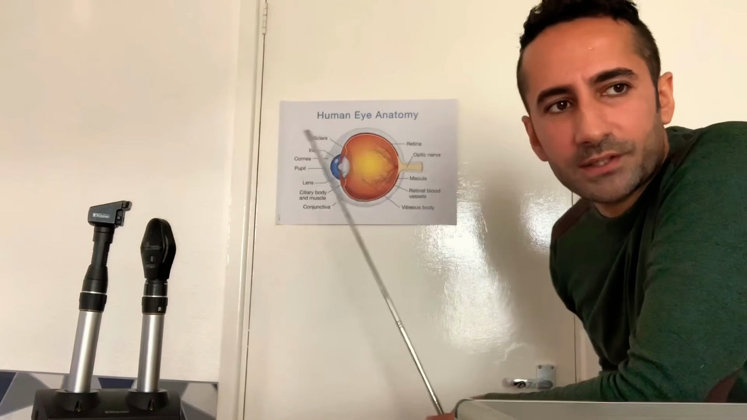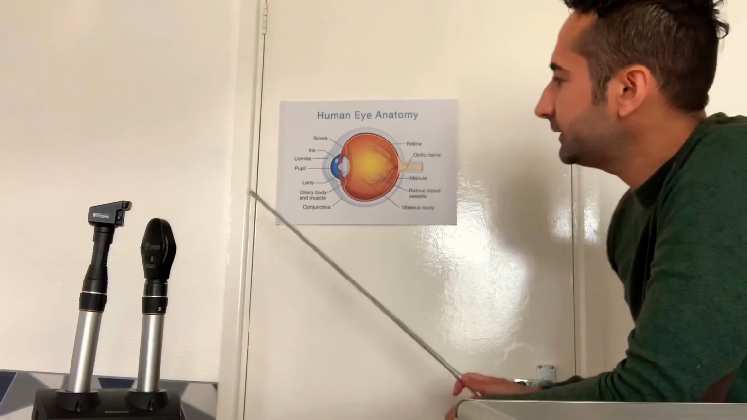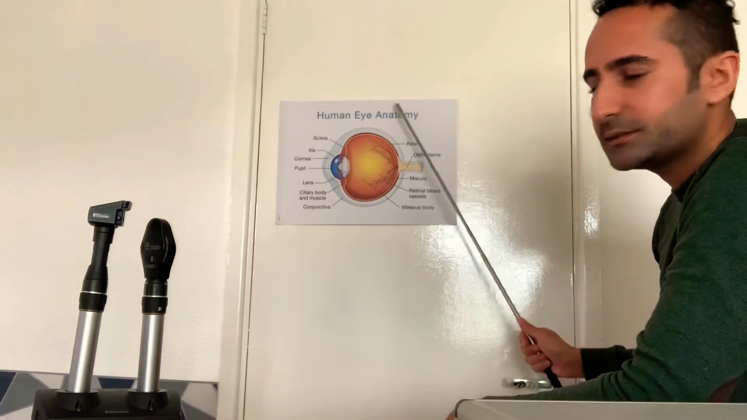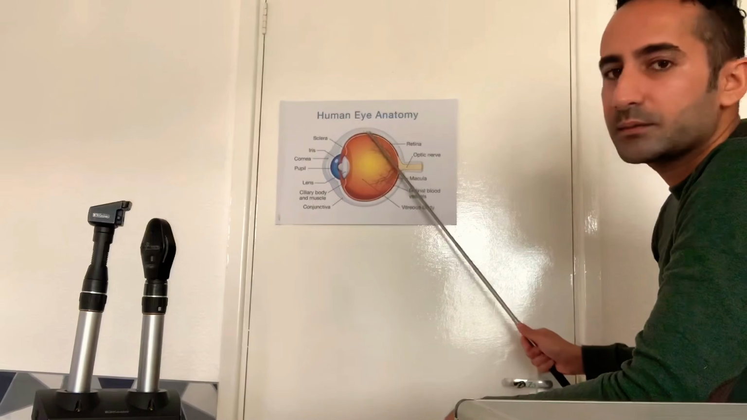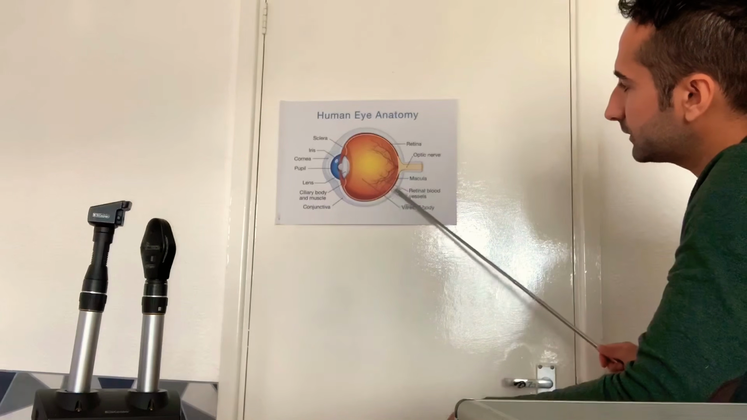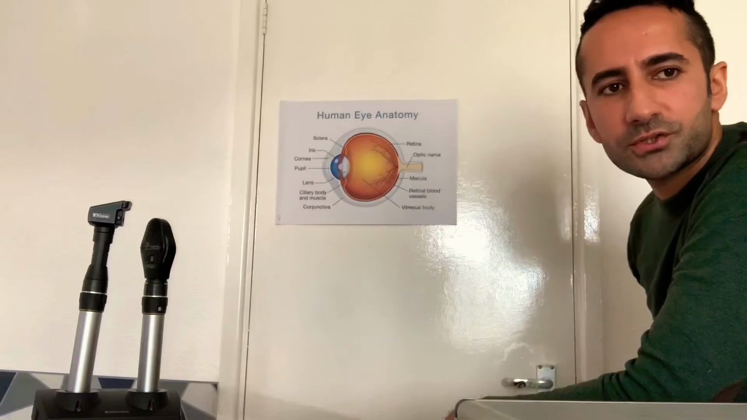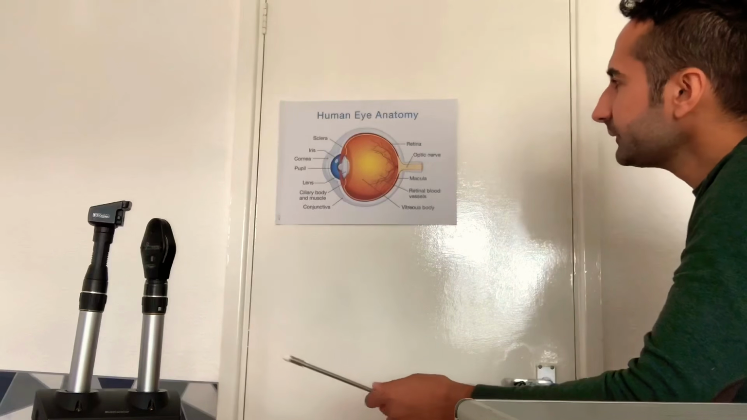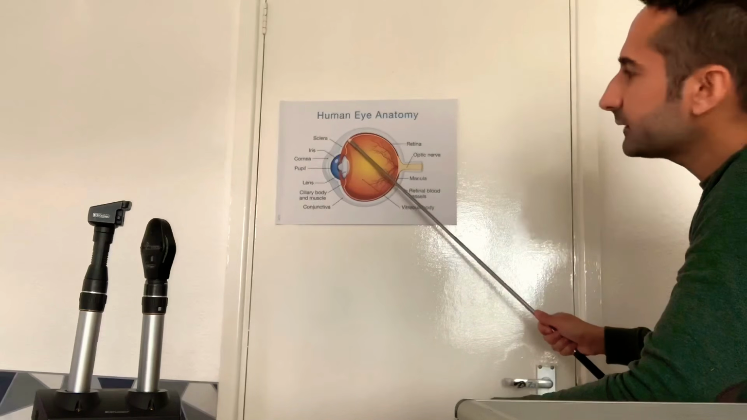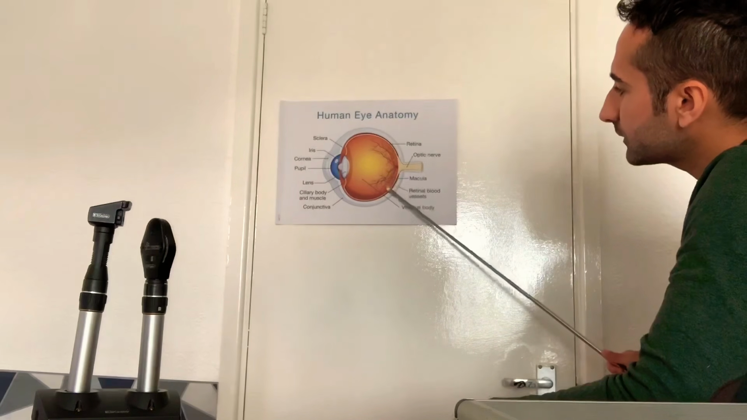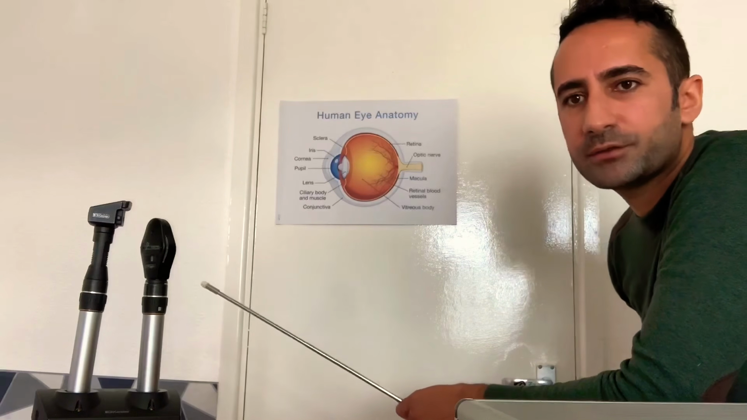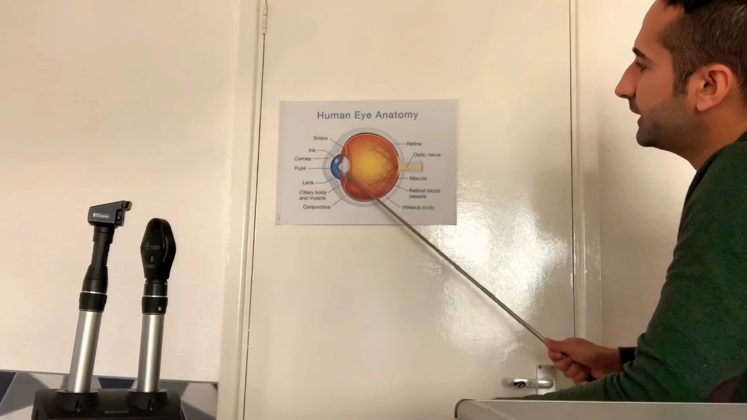As you know, the eye is a very complex organ. It is well protected by the sclera, which is the white structure around the eye. The middle layer is known as the choroid. This is the vascular layer of the eye.